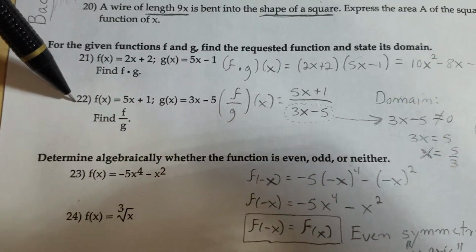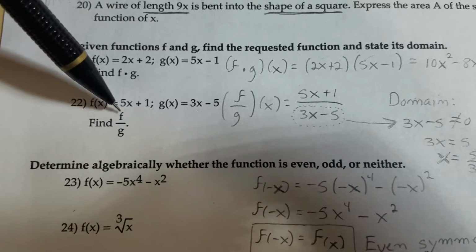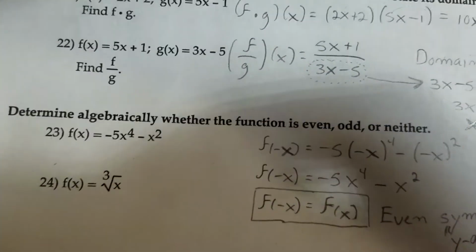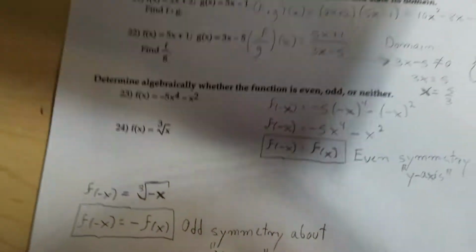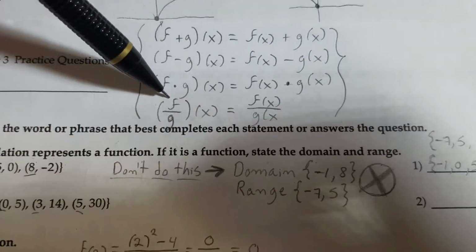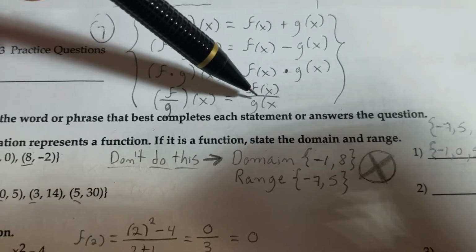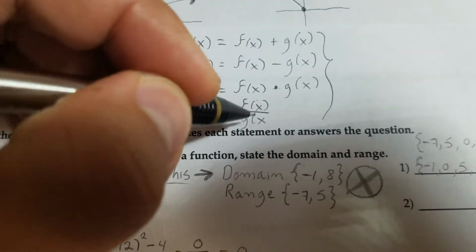For 22, it's going to be different. So this time we have f over g. So if we go back here, we know this is the setup. So f over g of x, you will put f of x on top of g of x. We correct this. There you go.